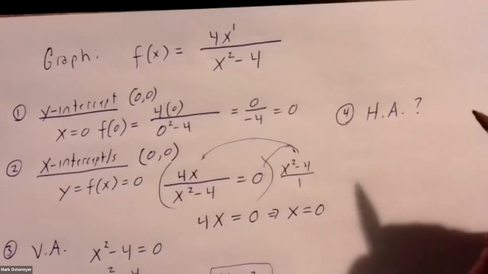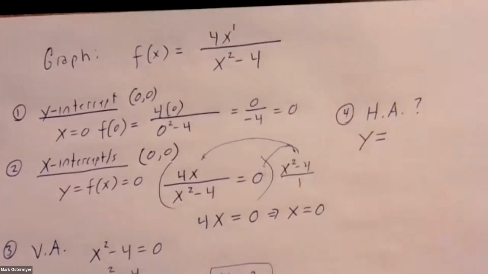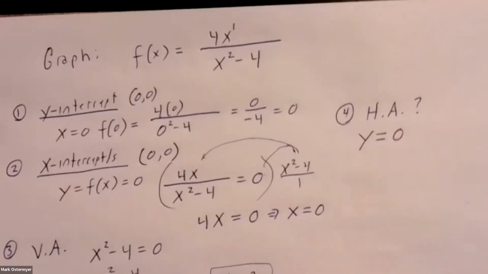And what's the equation of the x-axis? Y equal to what? 0. Yeah. Zero. That's your equation of your horizontal asymptote. That is the x-axis, literally.